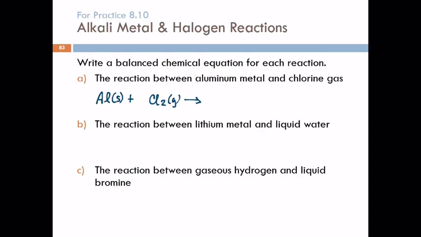Aluminum forms a positive ion. Chlorine forms a negative ion. What's the charge on an aluminum ion? +3. And what's the charge on a chloride ion? -1. So the formula for the compound that forms between them is going to be AlCl3. What do you think the state of that's going to be?